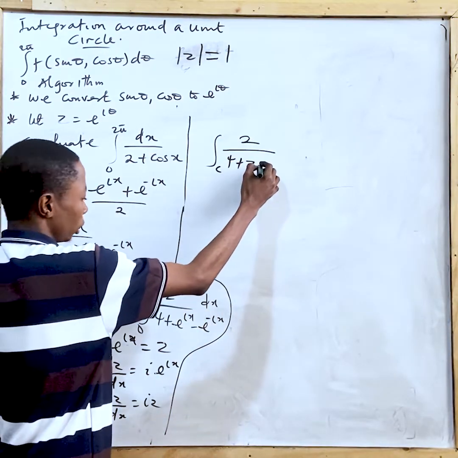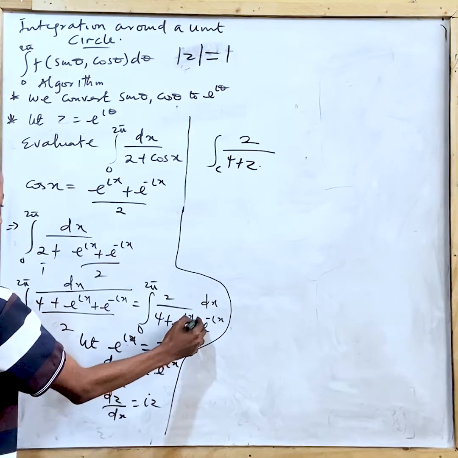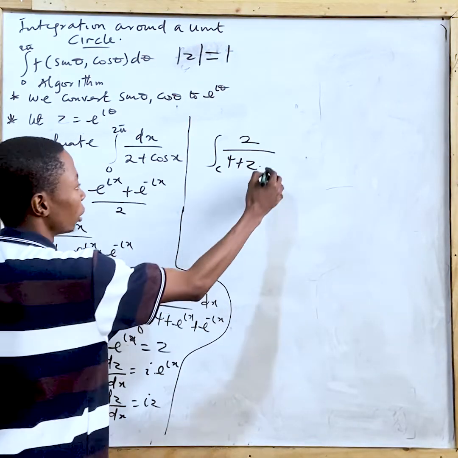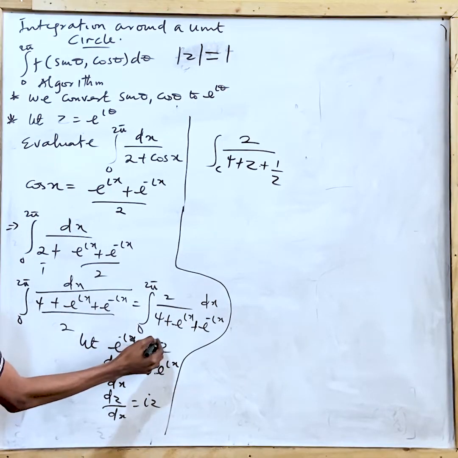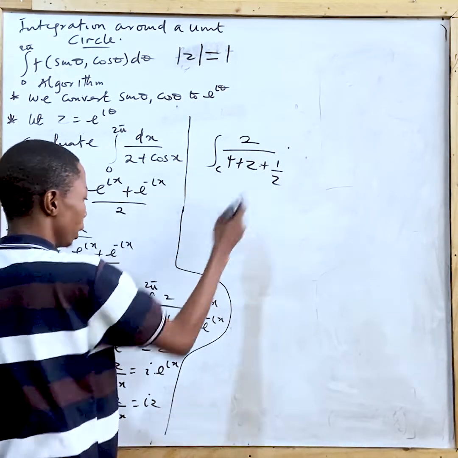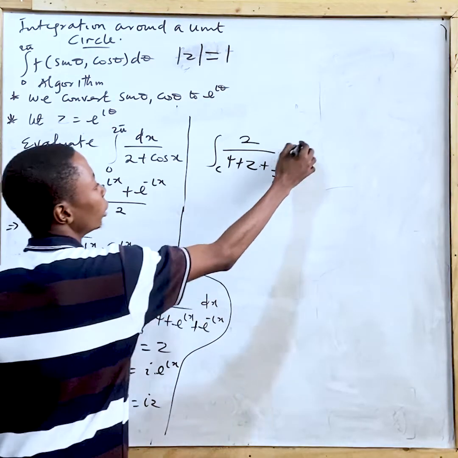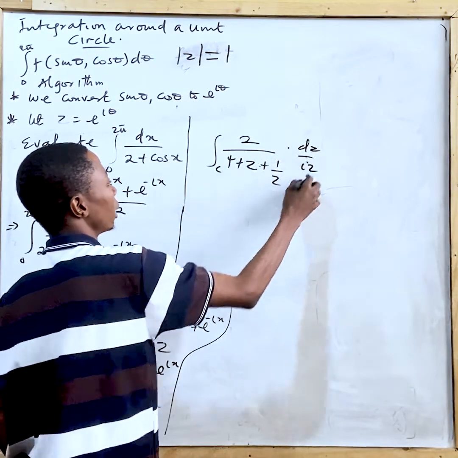Exponential minus ix is what? Oh, sorry, this is plus. So exponential minus ix is 1 over z, because if exponential i is z, I put negative here, that's 1 over z. dx will be dz over iz.